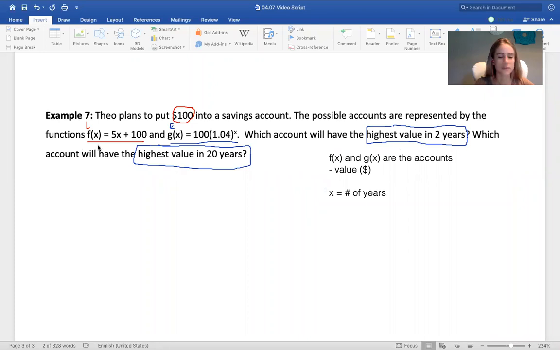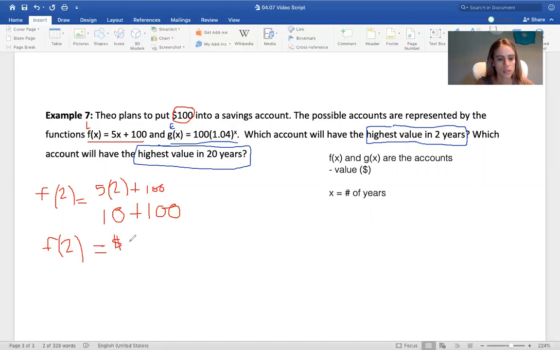So my first one here is my f of x, so we'll start there. So for our linear function, f of 2 is equal to 5 times 2 plus 100. So multiplication, 5 times 2 is 10 plus 100, 110. So after 2 years, that account will have $110.